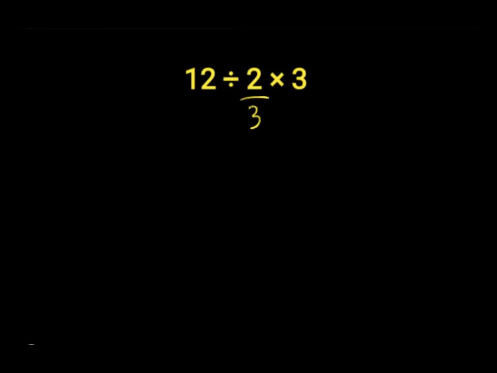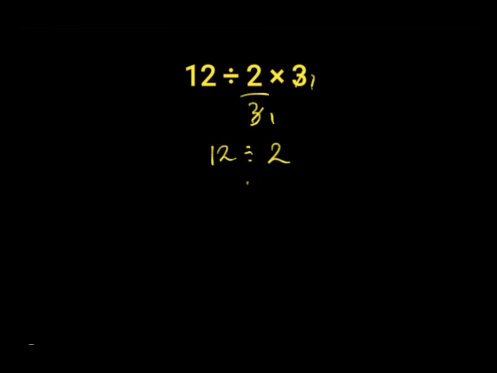12 divided by 2 over 3 times 3. 3 into here 1, 3 into here 1. We are left with 12 divided by 2. 12 divided by 2 will give us 6.